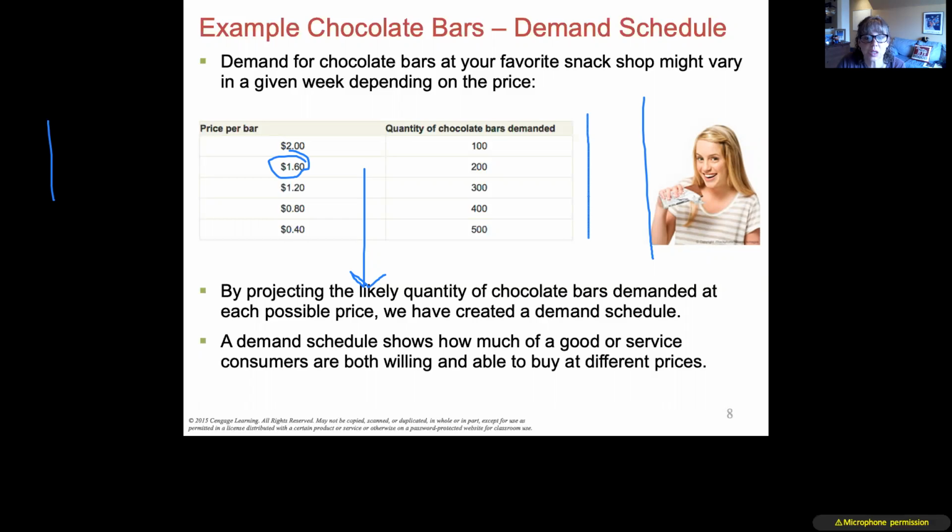So what's happening is that more and more candy bars are demanded. So, showing the law of demand: as the price goes down, the quantity goes up. As the price goes up, the quantity goes down. It's an inverse relationship. This is what we call a demand schedule. It's telling us at every price how many people are willing to buy my product at that particular price.